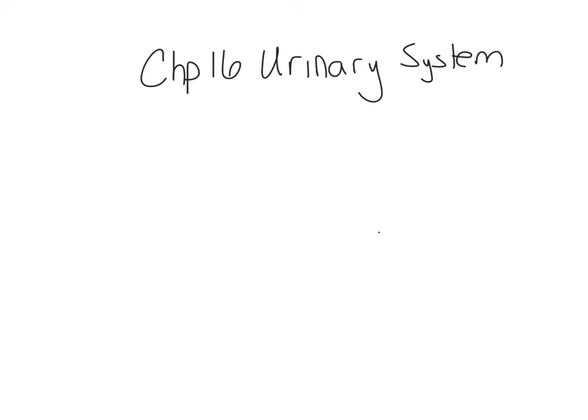So this chapter is the urinary system, chapter 16. We'll be working on this for the next couple weeks. Okay, so there's a main organ. There's four organs, but the main organ is the kidney. And so we're going to learn all about the kidney and what makes it up this chapter.